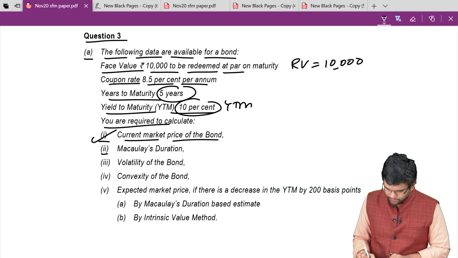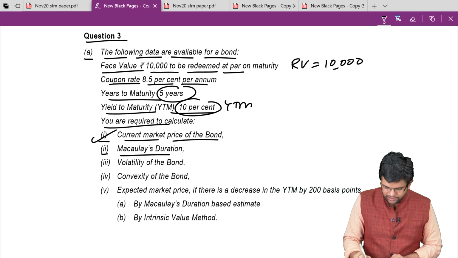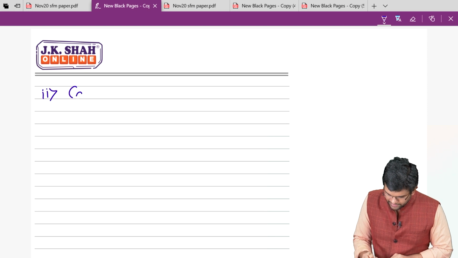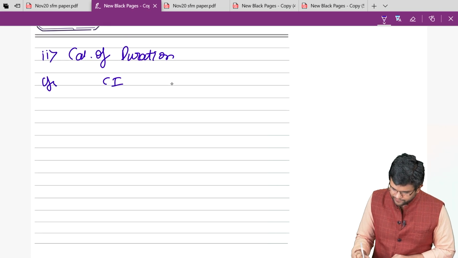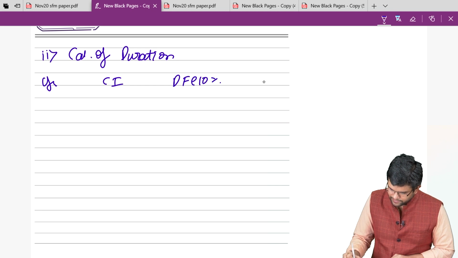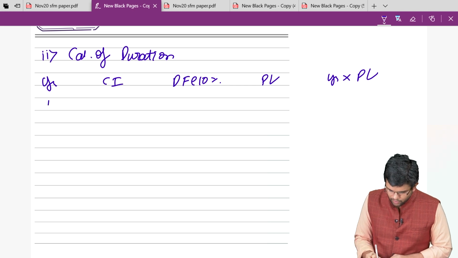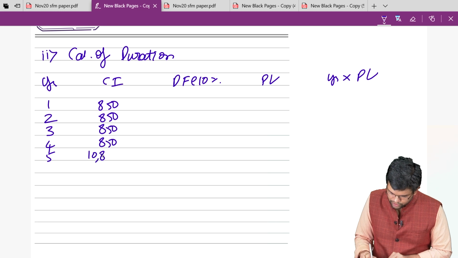Let us now go to point number 2. They're asking you the duration, Macaulay's duration. Children, duration, we will need to make a table, right? So I'll just write down here point number 2, calculation of duration. What columns will we make children? Year, cash inflow, discounting factor at the rate 10%, present value, and then year into present value, the normal table. 1, 2, 3, 4, 5. Then 850, 850, 850, 850, and then 10,850.